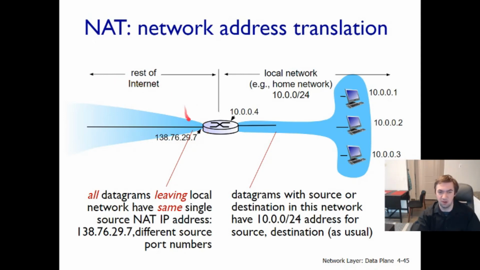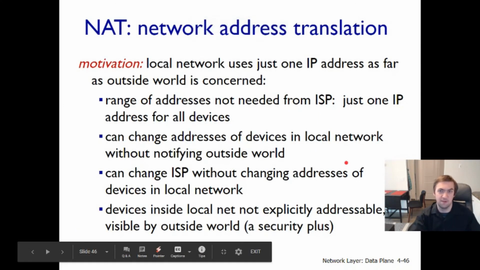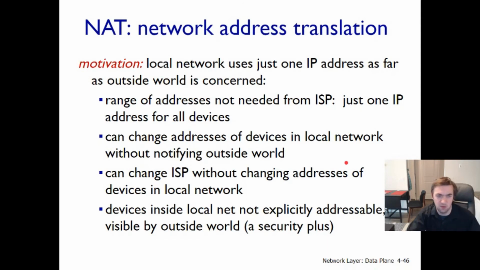So the rest of the internet is just going to see this address, not the ones that are inside here. So what's the benefit of this system? Well, this way, the local network is just using one IP address, and the rest of the world associates the network with that IP address. By doing so, the range of addresses that are available are not needed from the ISP. Just one IP address will do.